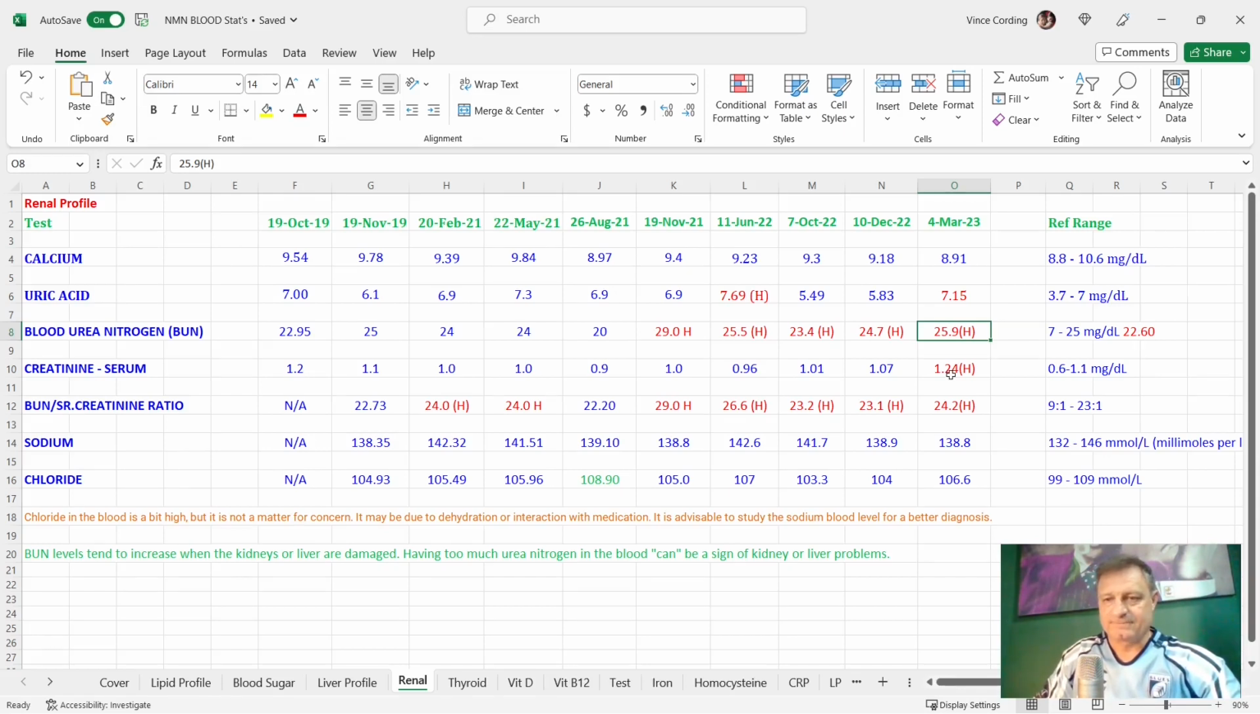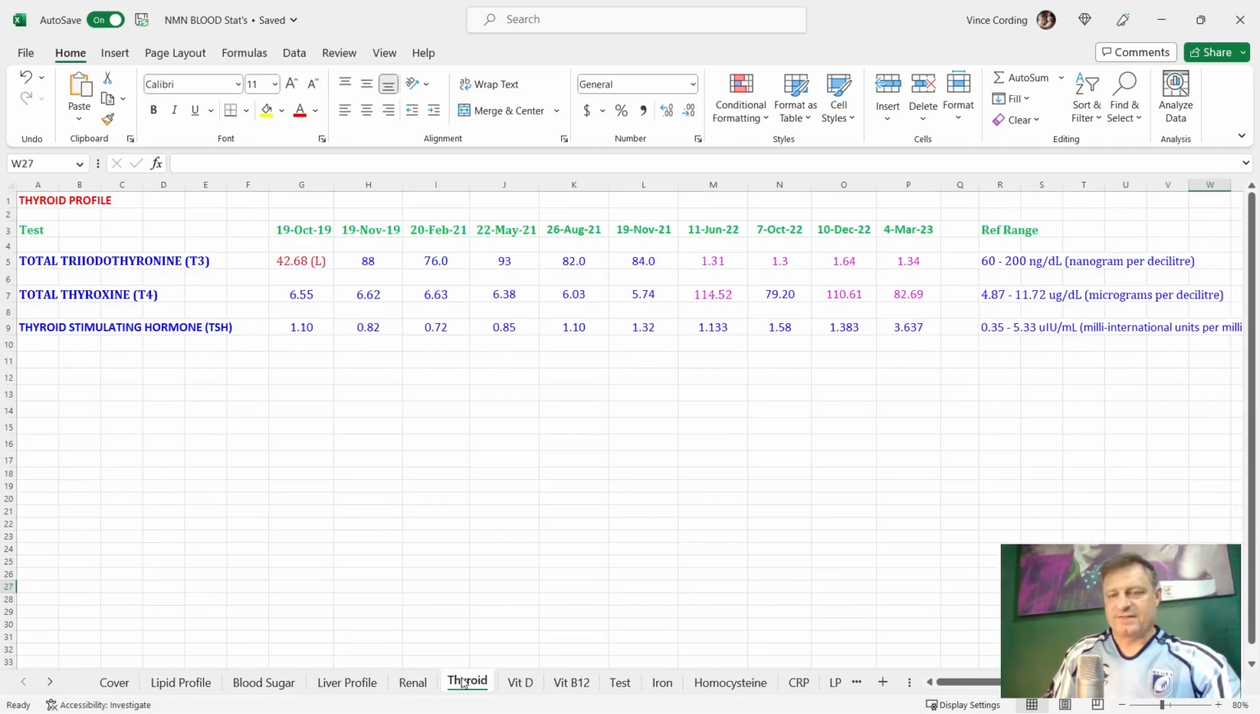I'm not too sure. My creatinine has gone from 1.07 to 1.24. The upper level should be 1.1. So again, I'll talk to the doctor about that. The blood urea nitrogen and creatinine ratio is high, and that's 24.2, and 23.1 is the upper limit. So we'll see whether or not she thinks that is an issue. So that's it for the renal profile.